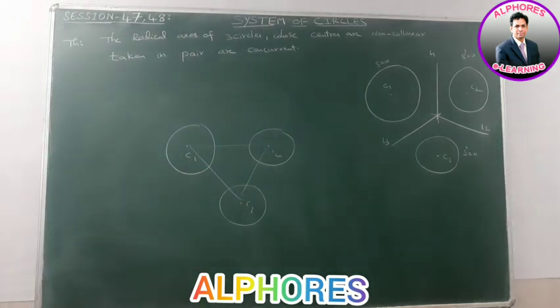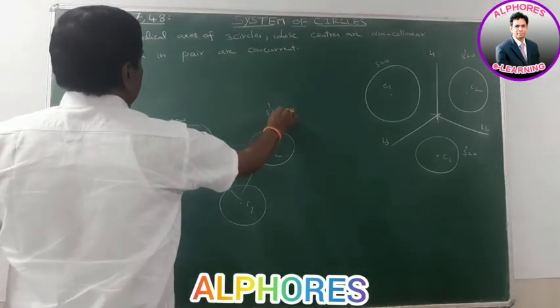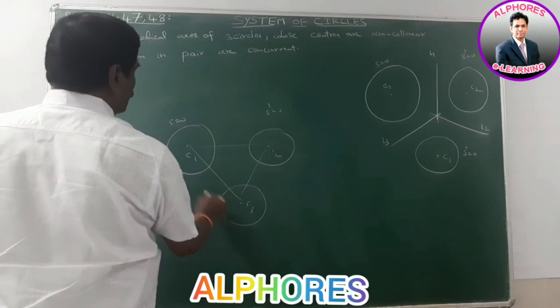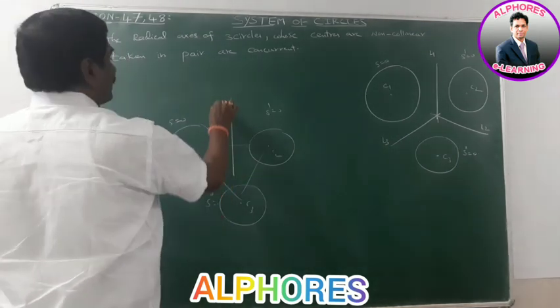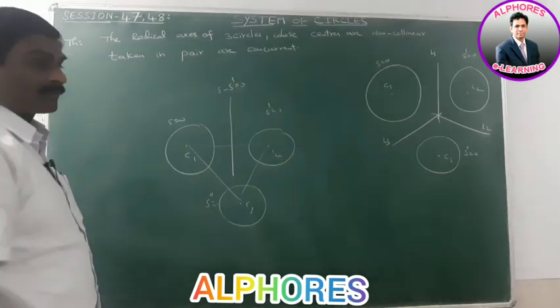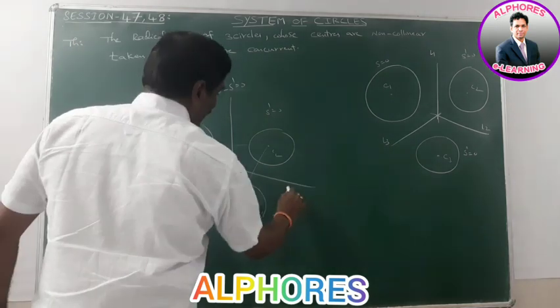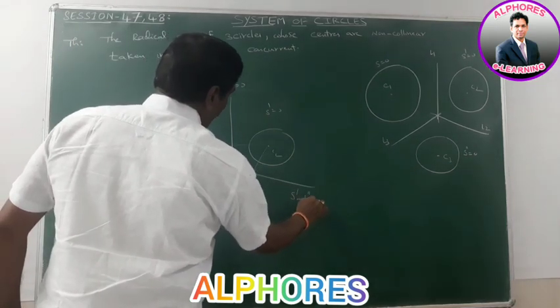Okay. In this case, suppose this circle is S is equal to 0, this one is S dash is equal to 0, this is S double dash is equal to 0. What is the radical axis of the first pair? S minus S dash is equal to 0. The radical axis for the second pair is S dash minus S double dash is equal to 0.